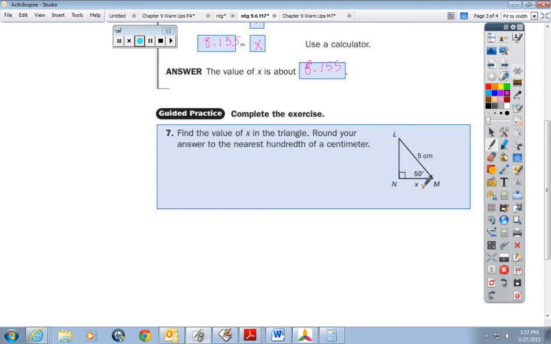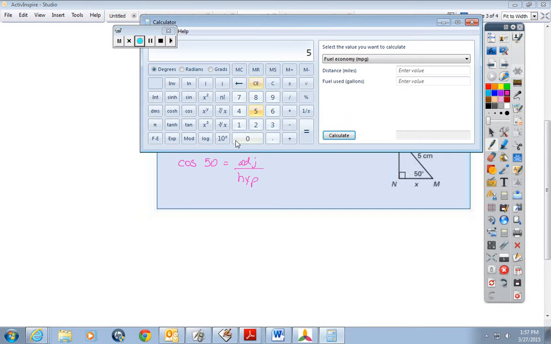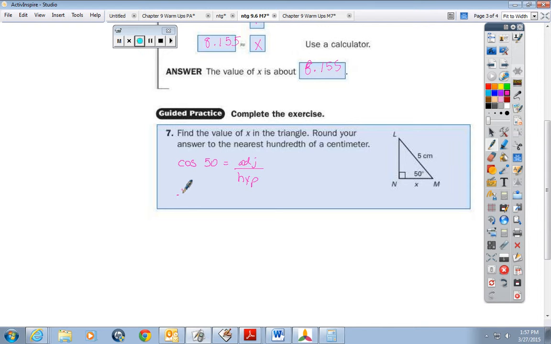Okay, so we're going to say the cosine of angle 50 equals the adjacent over the hypotenuse. Now we're going to fill in what we know. Can I figure out the cosine of 50 by using a calculator? Yep, I can. So I'm going to type in 50, I'm going to hit cosine, and I get 0.643. That equals, do I know what the adjacent side is? What is it? It's x. So I don't know that. Do I know the hypotenuse? It's 5. So when I get this answer, it should be a number that's close to 5, but not greater than 5.